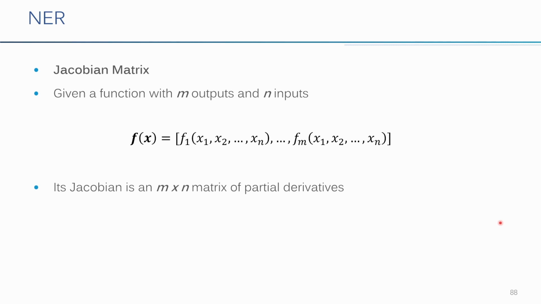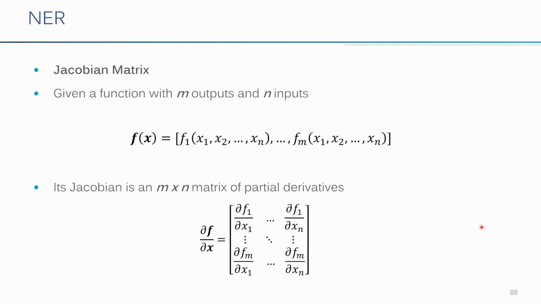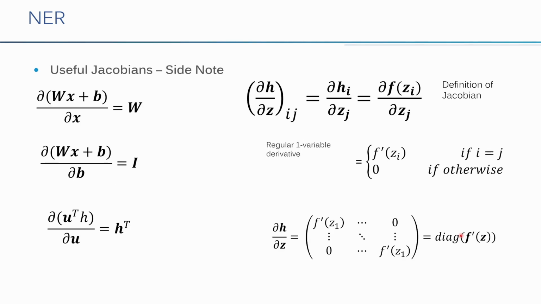In this case, we can use what we call the Jacobian matrix, that given a function with m outputs and n inputs, we can work out our partial derivatives. And this is actually quite useful for us, but before we get into this, we should also provide some side notes. So let's get into this.